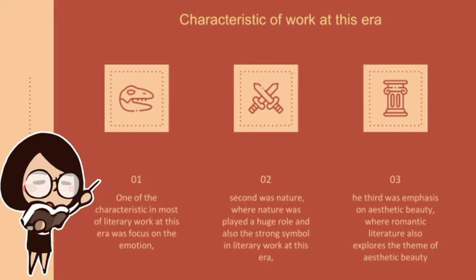And the last one is emphasis on aesthetic beauty, where romantic literature also explores the theme of aesthetic beauty, not just of nature but of people as well, especially women's beauty. Writers praised women of the Romantic era for their natural loveliness. The classic example of this characteristic is from George Gordon, or Lord Byron's poem, She Walks in Beauty.